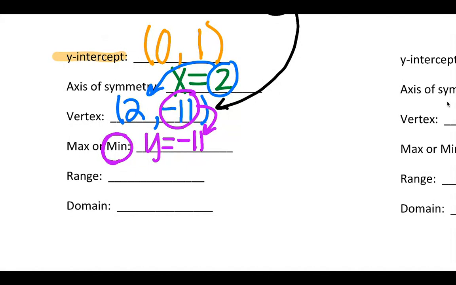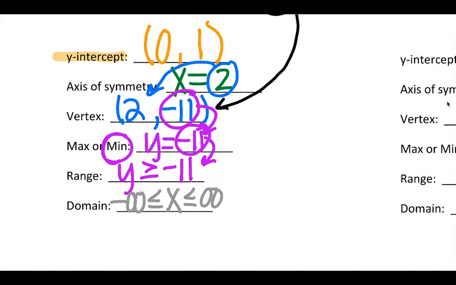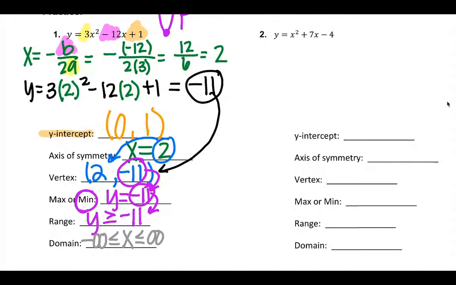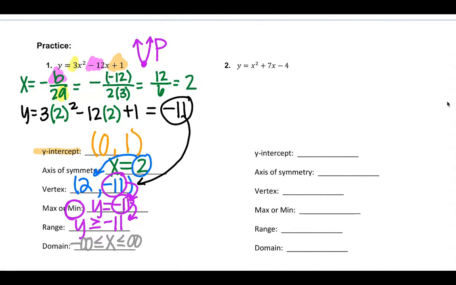Okay, range, since it's a min, it's going to be y is greater than or equal to negative 11, everything's above that. Domain is always, always, always negative infinity to positive infinity. And there you go. That's how it's done.